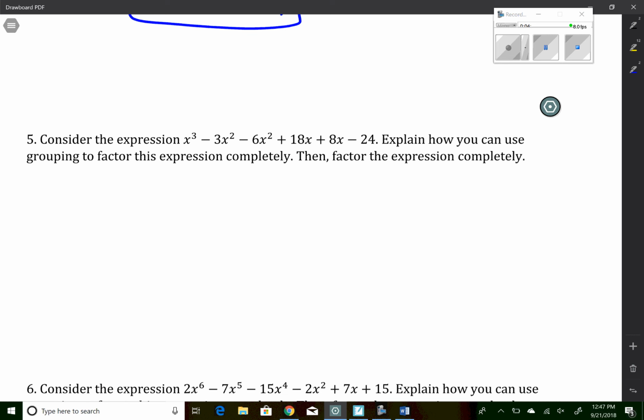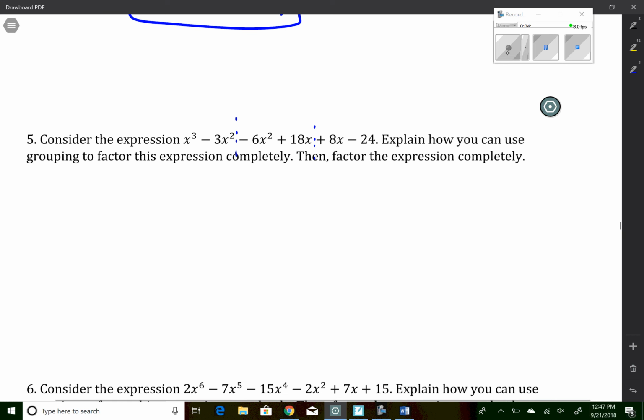Number 5, consider the expression. Explain how you can use grouping to factor this completely and then factor it completely. So you can group these into 3 separate groups. So I'm going to group it into 3 groups of 2. So I can use grouping here because I can find common terms. I don't want to combine like terms here, right? Combining like terms here will actually make this more challenging.